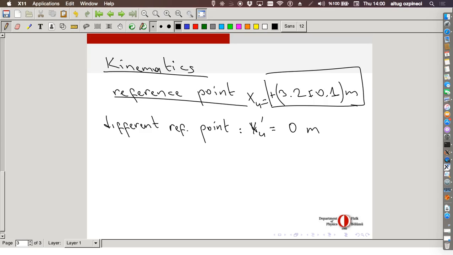Or you could have chosen exactly the same reference point, and you could have chosen this direction to be the positive, then Umut would be at the position minus 3.2 plus minus 0.1 meters. All of these numbers, although they are completely different, they are exactly the same position. Physical position, that's what I mean by physical interpretation.